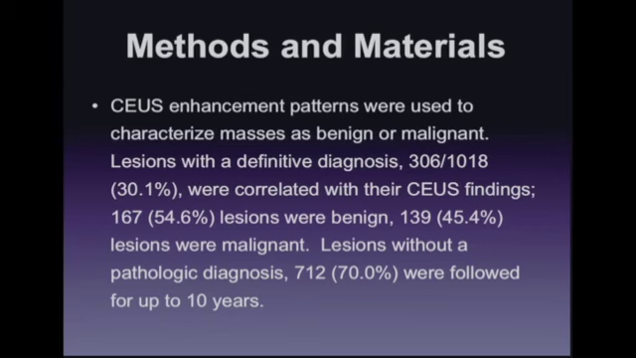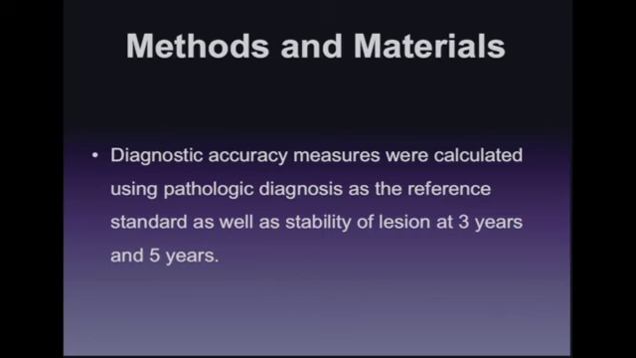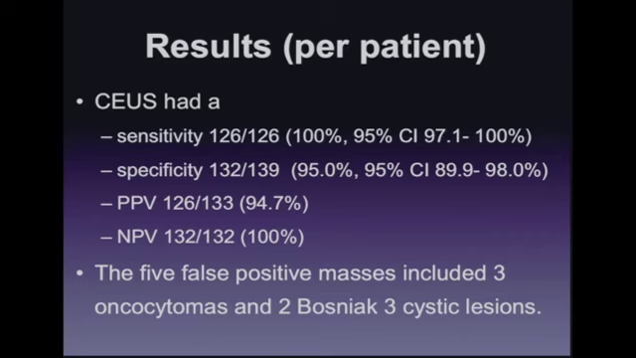Again, this is the category where we had a definitive diagnosis made. Lesions without a pathological diagnosis, or about 70%, were followed for up to 10 years. The diagnostic accuracy measurements were calculated using the pathological diagnosis as the reference standard, as well as stability of a lesion at 3 years and 5 years. On a per-patient analysis, contrast-enhanced ultrasound had a sensitivity of 100% with a confidence interval of 97 to 100%, a specificity of 95% with confidence levels of 90% to 98%. The positive predictive value was 95%, and the negative predictive value was 100%.